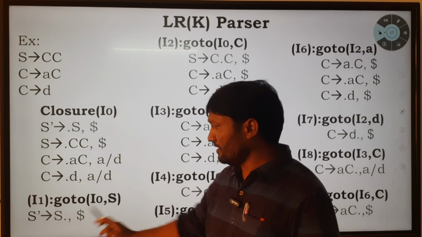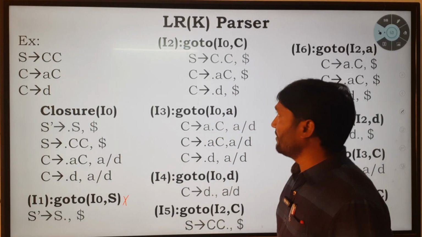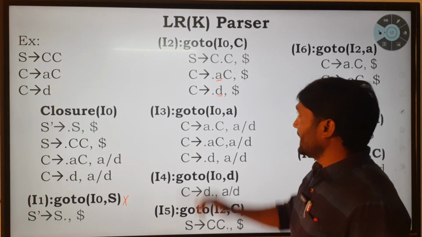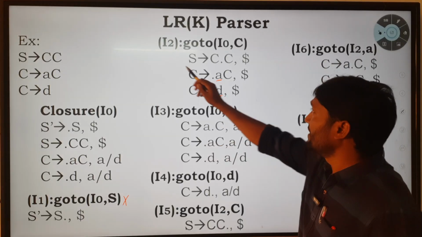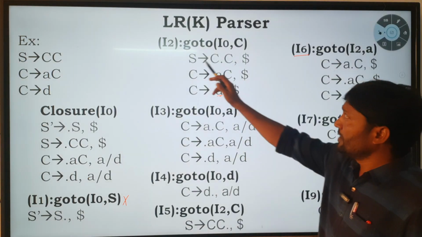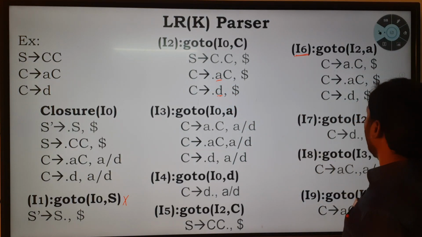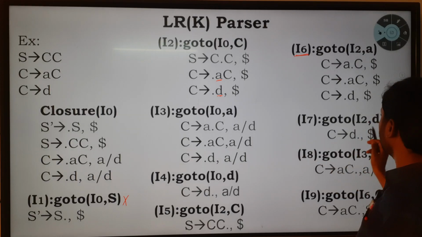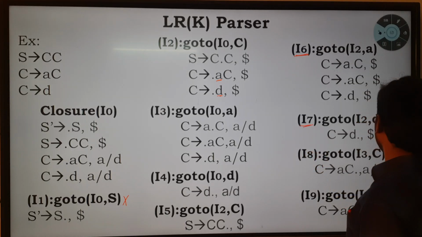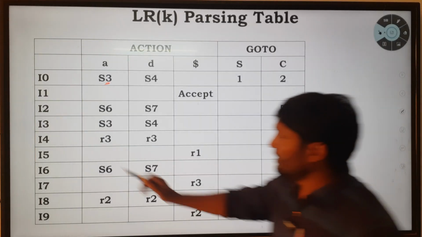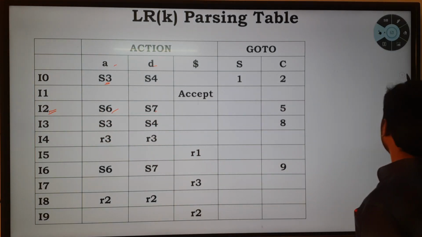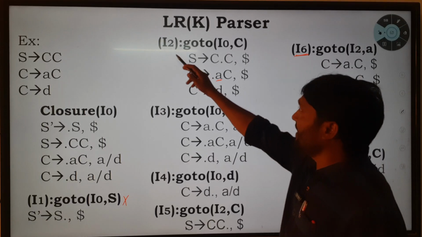Is there any terminal symbol after the dot in I1? No, there is no terminal symbol after the dot in I1. Now come to I2, where there is a terminal symbol after the dot. Check where these terminal symbols end. 2 comma A ends in I6, so 2 comma A is filled with S6, and 2 comma D ends in I7, so 2 comma D is filled with S7. I2 is over.